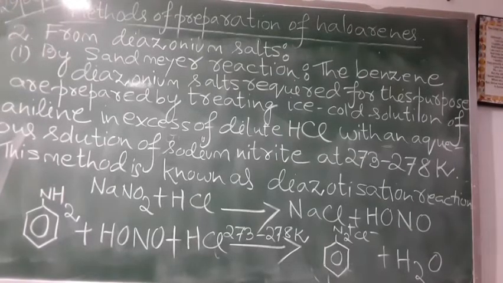NaNO2 plus HCl gives NaCl plus HNO2. HNO2 produced in the reaction reacts with aniline in presence of HCl and at a temperature of 273 to 278 Kelvin to form benzene diazonium chloride. Yes, C6H5N2+Cl- and H2O.